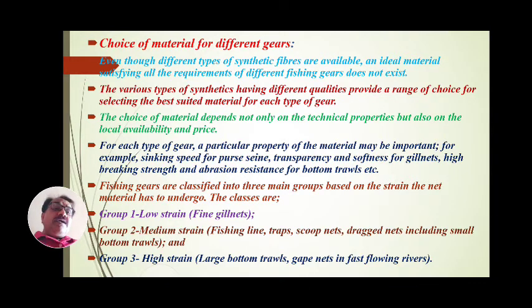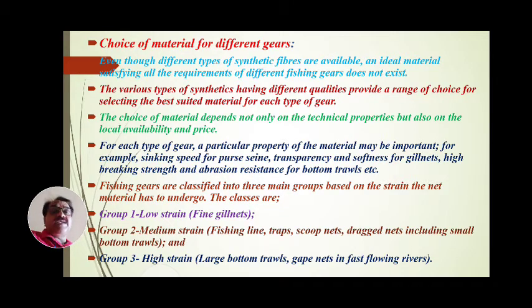For gill net, transparency and softness are important. And for the bottom trawl net, breaking strength and abrasion resistance are important, meaning these are the different properties. The choice of material depends not only on the technical property but also on the local availability, and on how effective the material is to capture the fish in a particular place in a particular net. That's why the local condition of the net is to be seen.